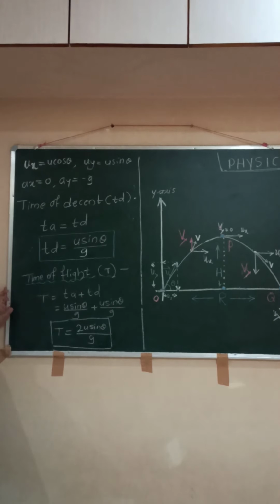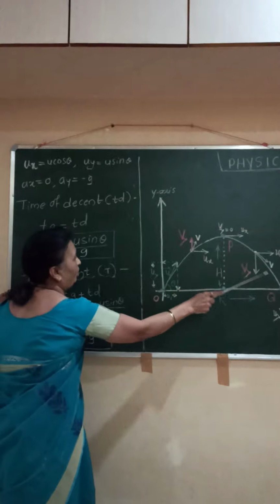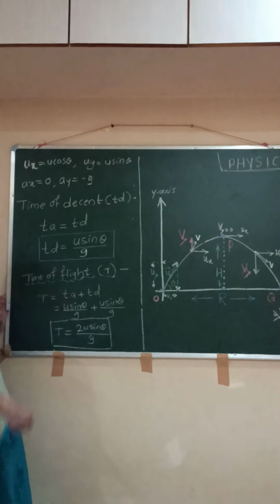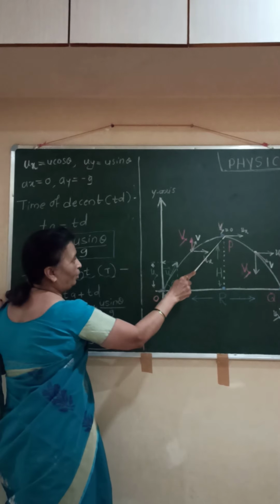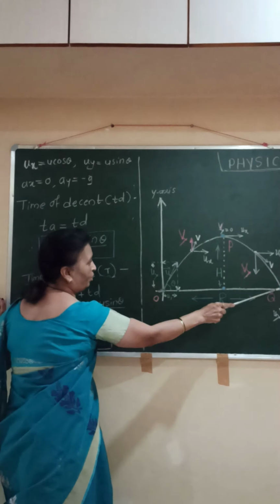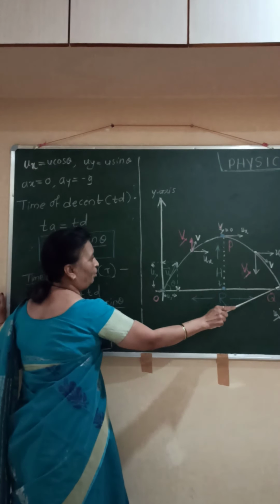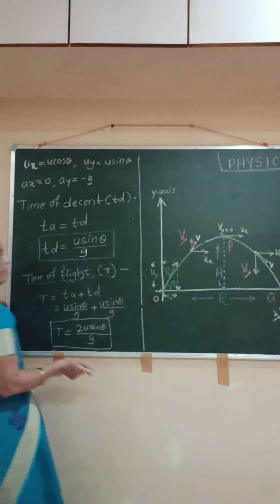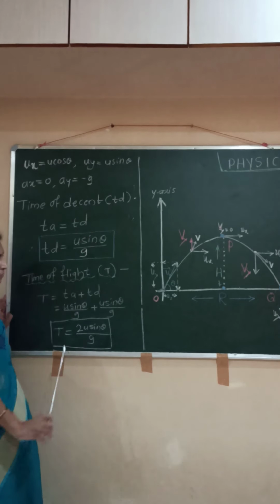Having the equation for time of ascent of the projectile, we find the equation for time of descent of the projectile. Time of descent is what? The time taken by the projectile to come from the maximum height to the ground. That means the projectile is moving in the downward direction. So we call this the time of descent, which is denoted by TD.